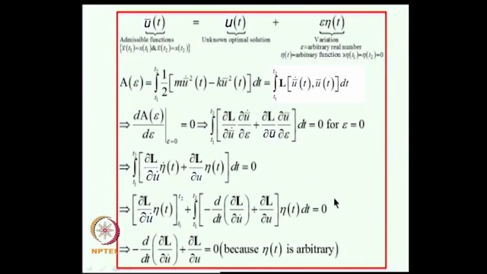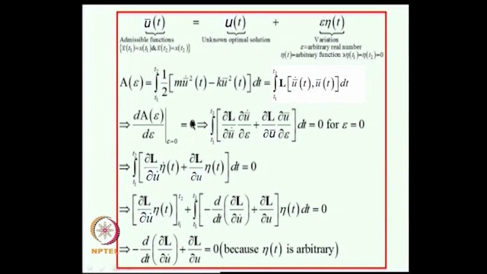Now, I will interpret action as a function of epsilon, then look for optimal values of A as a function of epsilon. By the very definition of my u bar of t, it is clear that the optimal value of A as a function of epsilon will be reached when epsilon equal to 0, or in other words dA by d epsilon will be 0 at epsilon equal to 0, because that is the condition for an extremum of the action integral.